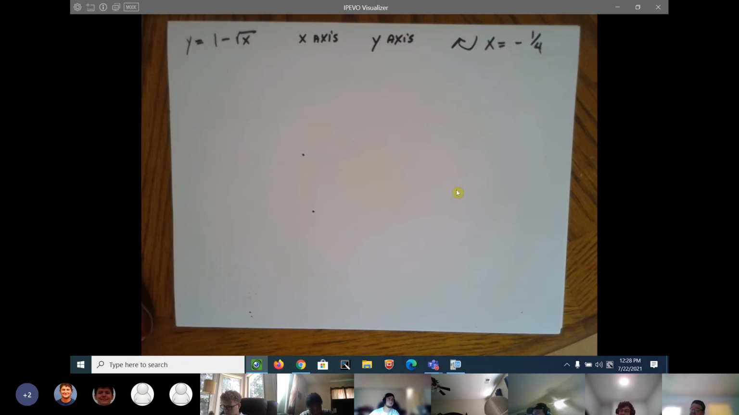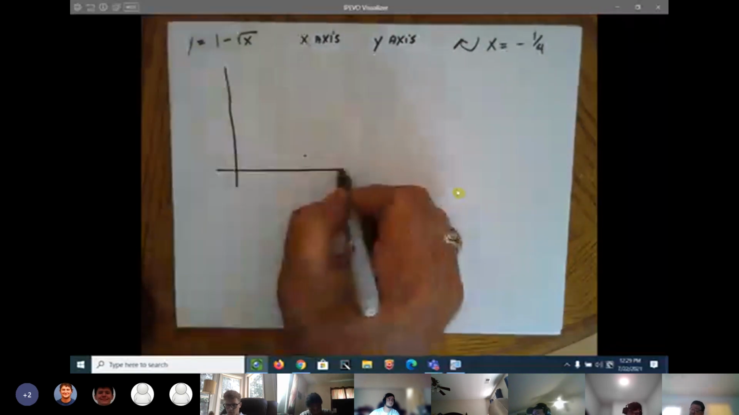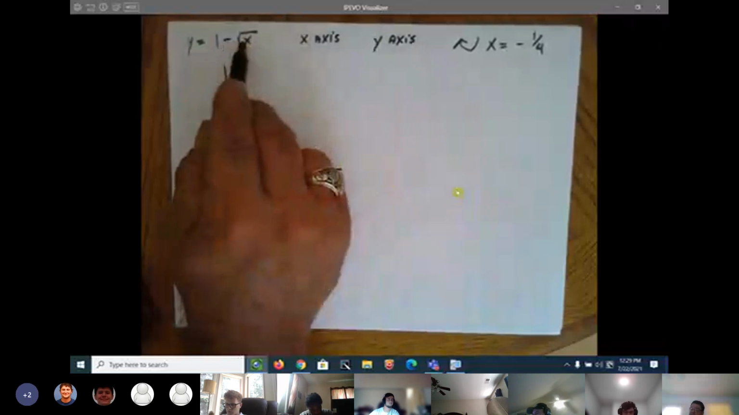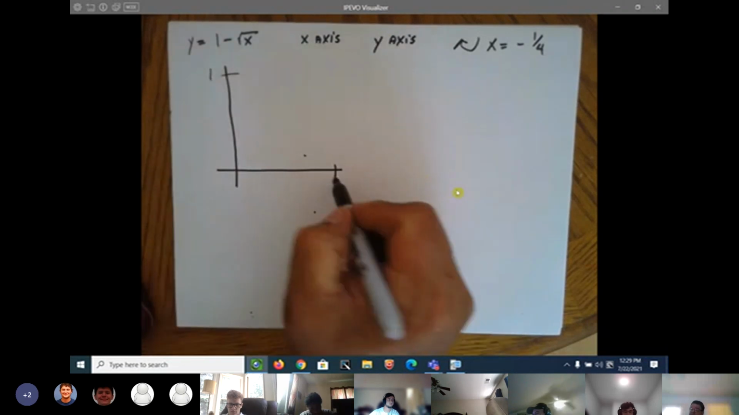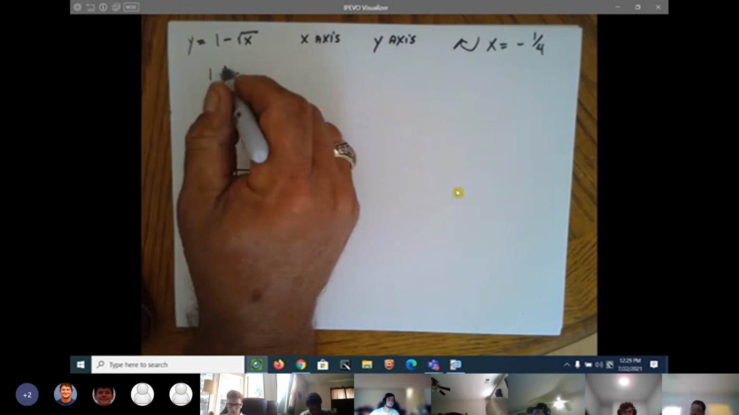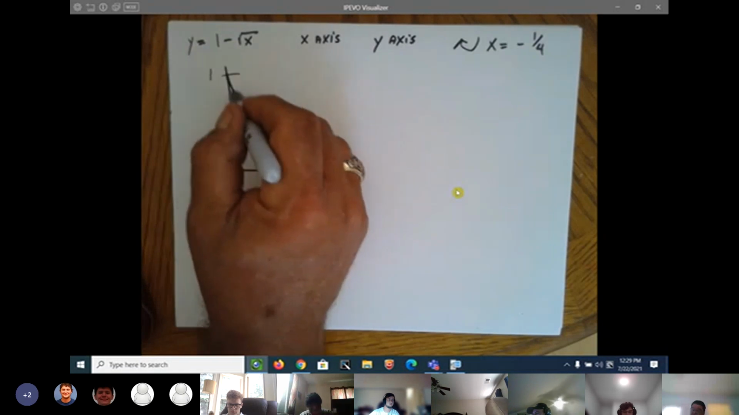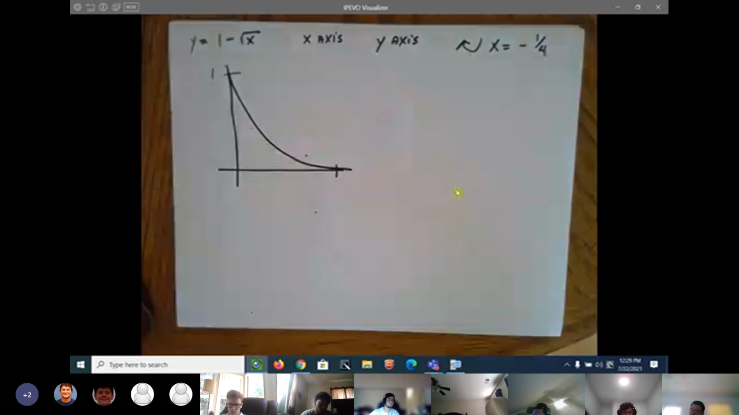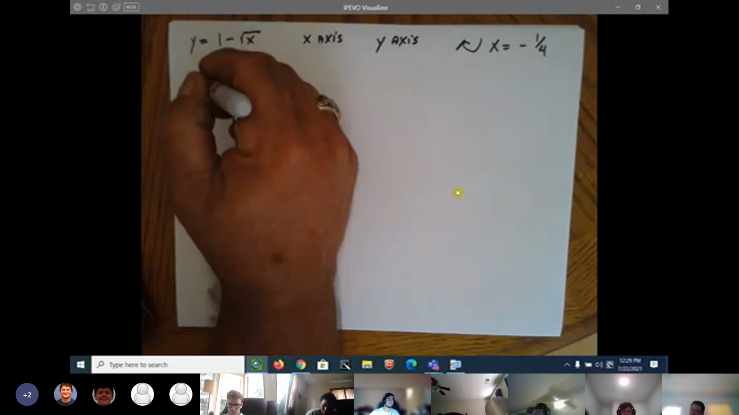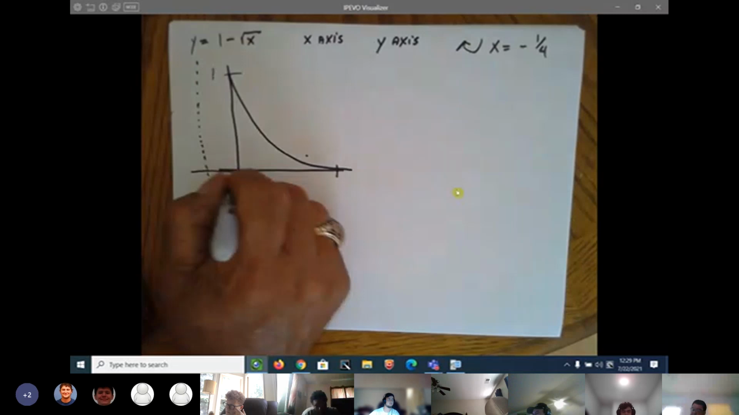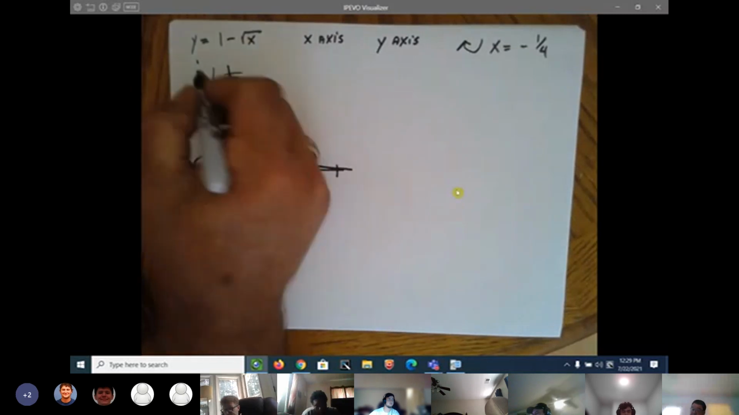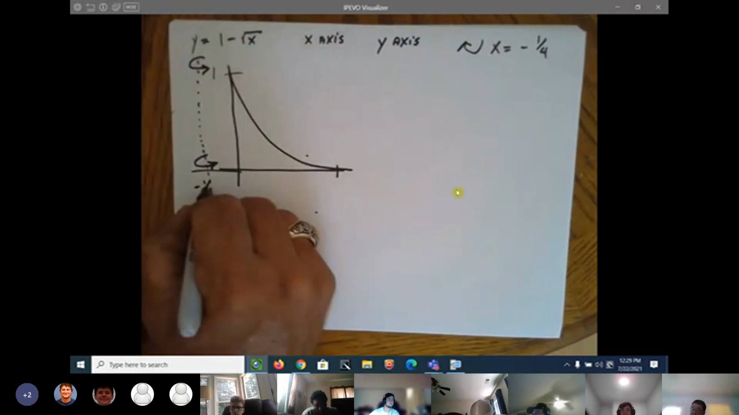So we've got, we know this is a negative square root of x. So square root of 1, that's going to be 1 here and 1 there. It's going to look something like this. Something like that. And we're going to go around. X is equal to negative 1/4.